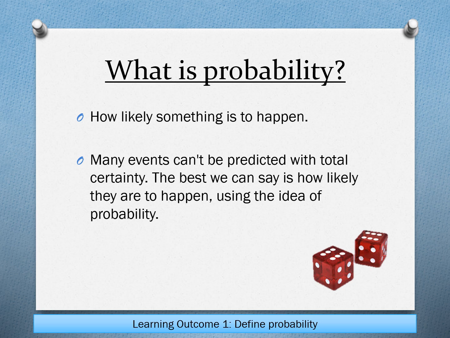For example, flipping a coin, there is a chance that I'll get heads and there's a chance that I'll get tails. Rolling a dice or a die, the chance of that will be different for different numbers, but if we class it as an ordinary die, then it has equal and fair outcomes. Many events can't be predicted with total certainty. The best we can say is how likely they are to happen using the idea of probability. So learning outcome 1, define probability.